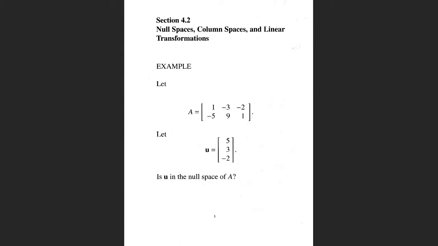Okay, so last time we talked about section 4.2. We talked about what a column space is. The column space of a matrix A is the span of the column vectors of that matrix A. And now we want to talk about a null space.